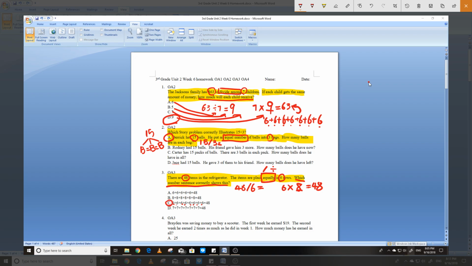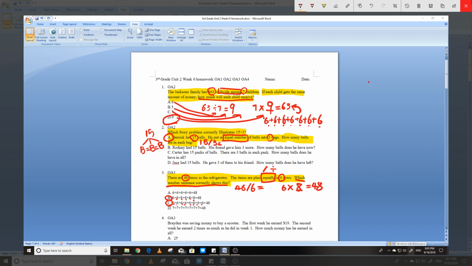Look at answer choice B. Now, 8 plus 8 is 16, plus another 8, 24, plus another 8, 32, plus another 8, 40, plus another 8, 48. They're both correct. B and C are both correct. So you can pick either B or C here. It doesn't really matter. They're both correct because they both gave you 48 at the end.